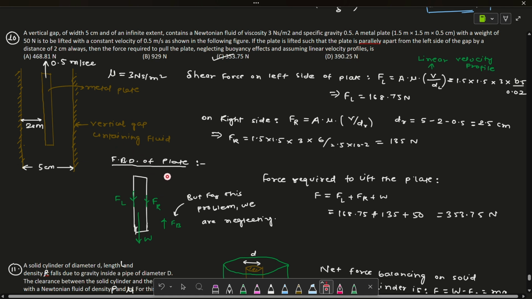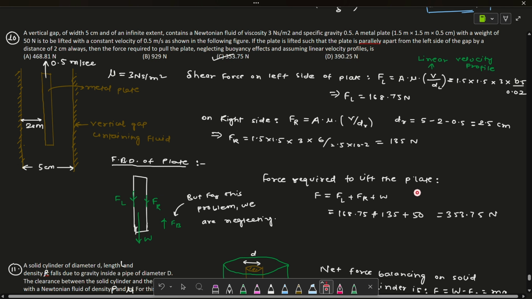I've drawn here the free body diagram of the plate. The left shear force acting here is FL in the downward direction, right shear force is acting here in downward direction. So left shear force that we have found here is 178.75 Newton, and here we have found it as 135 Newton, and weight it is given as 50 Newton. And we are neglecting FB here for now.